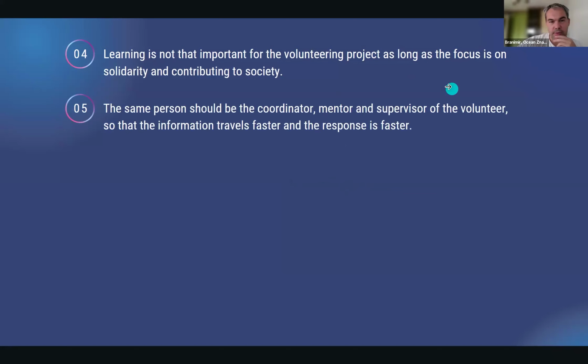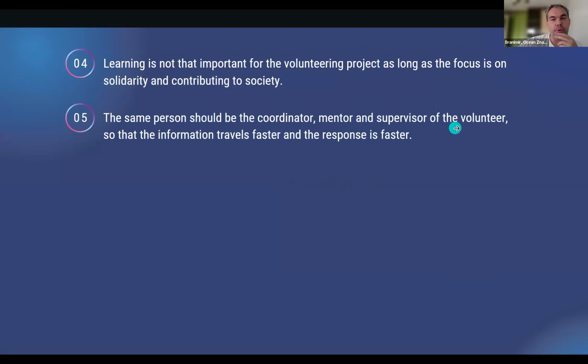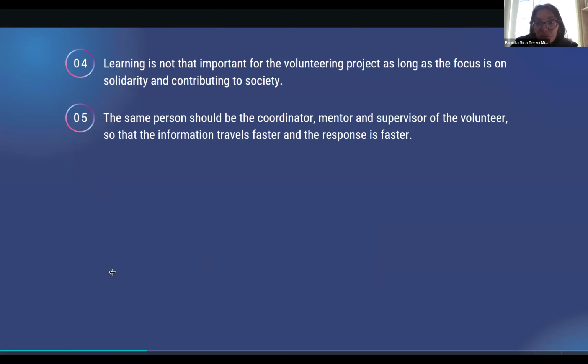Okay, so the next one: the same person should be the coordinator, mentor, and supervisor of the volunteers so that the information travels faster and the response is faster. Yes or no? True or false? Mario said no. Yes, that's it. Exactly. Everybody's very correct. Is there somebody who shortly wants to say why this is so false? Nobody? You know it's false, but you don't know why. Okay, this is also fine. Yes, the mentor, thank you.